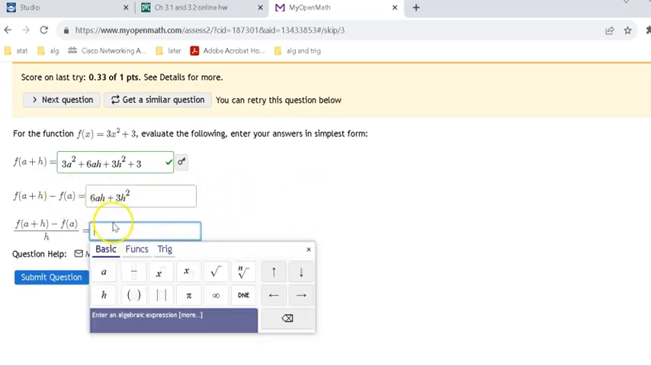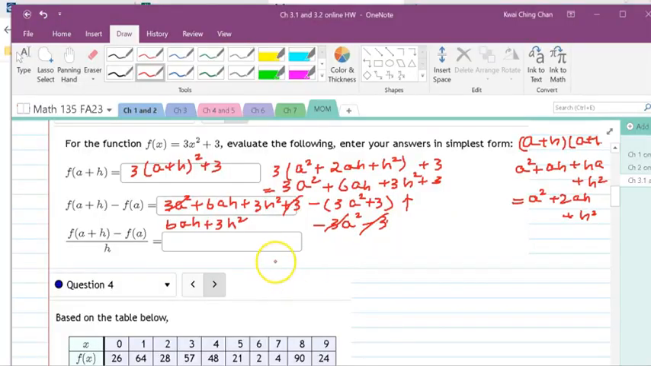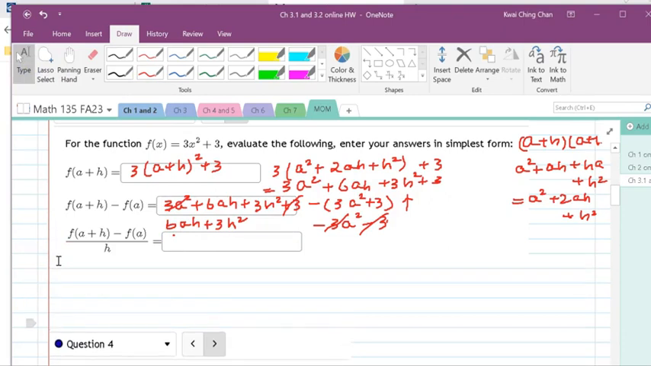Last one is to get that divided by h. So I'm going to do it in here. I know this divided by h means 6ah plus 3h squared, and I want it over h. I can't just cancel one of them. I have to factor the h out. I could factor more, but I just want to factor h out because that's what I want to cancel.